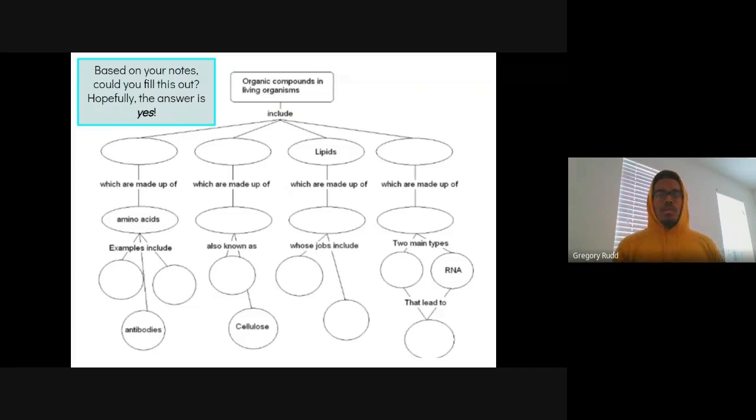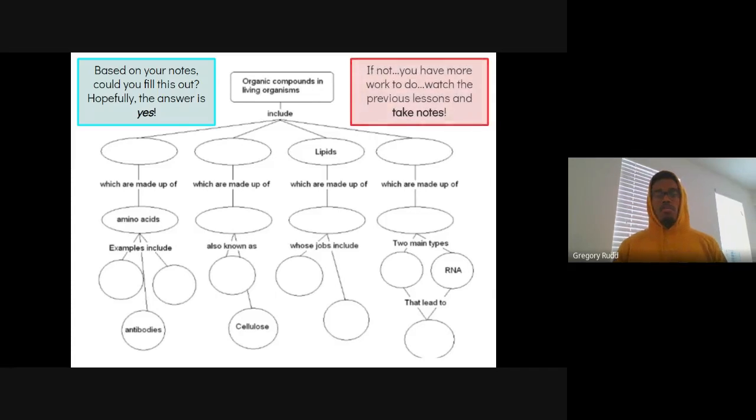So based on your notes, I want you to just ask yourself. You don't have to say yes or no. You don't have to tell me. You don't have to tell anybody else. But be honest with yourself. If you have your notes out right now, could you fill out this diagram based on what you have in your notes? Obviously, I hope the answer is yes, because we've covered everything that you would need to complete this diagram.